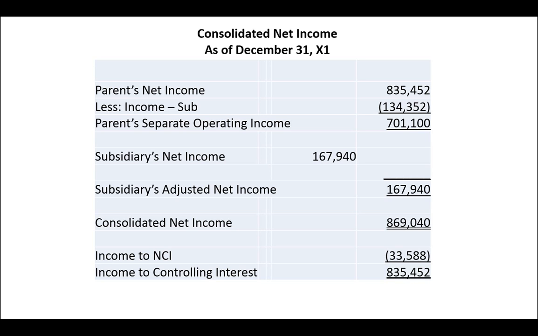And we're going to introduce another new term, income to controlling interest. The controlling interest is going to be the parent. The term controlling interest is just a formal description of all the income that the parent has earned in this particular year.